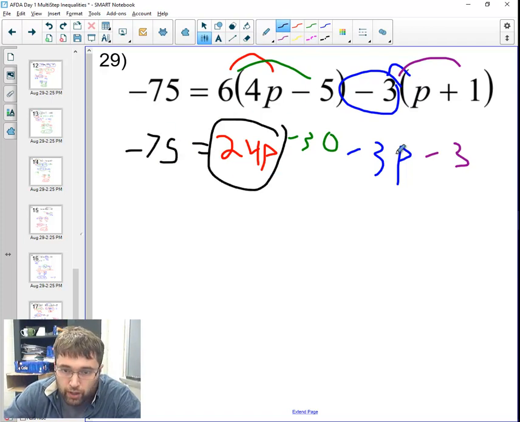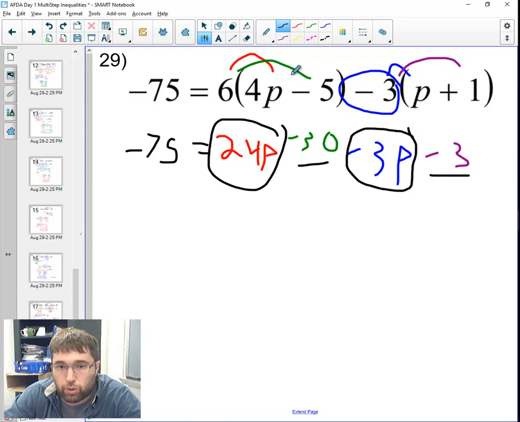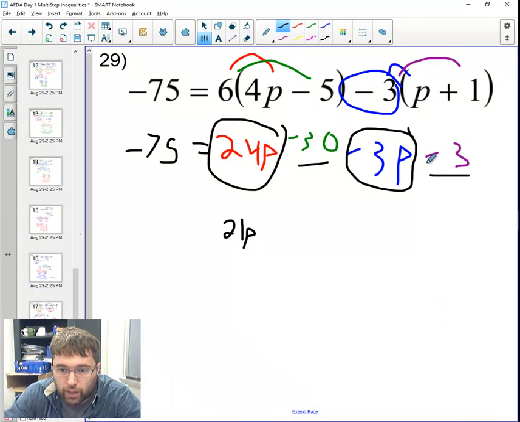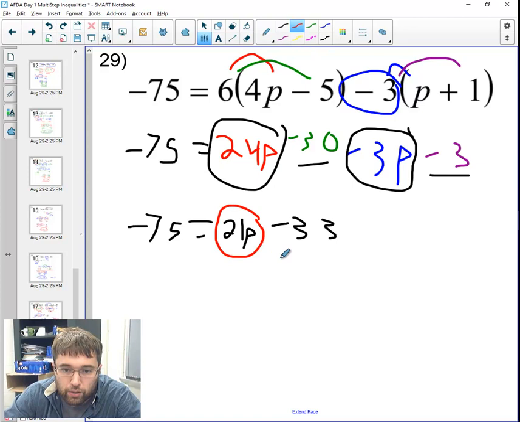Circle the variables, take care of the haters. We have two circles, and we also have two numbers, so I'm going to do both, where I combine these because they're on the same side of the equal sign. So we have 21p, negative 30, and negative 3 is negative 33. And bring down the negative 75. Circle the variable, take care of the hater. So we add 33 to both sides.